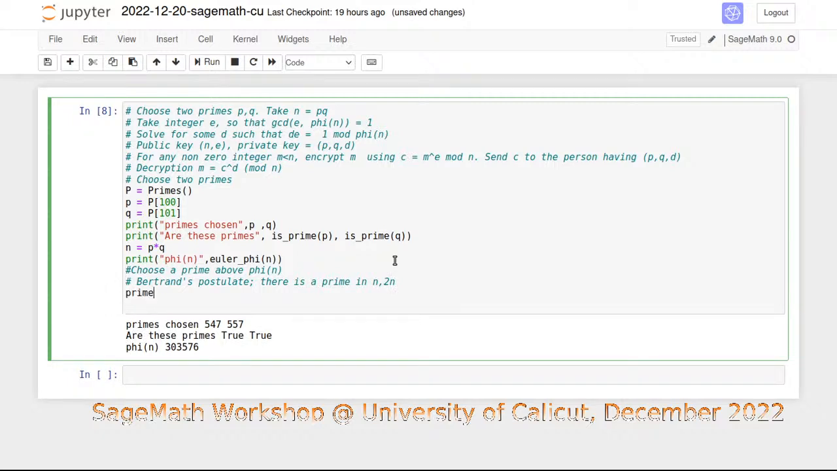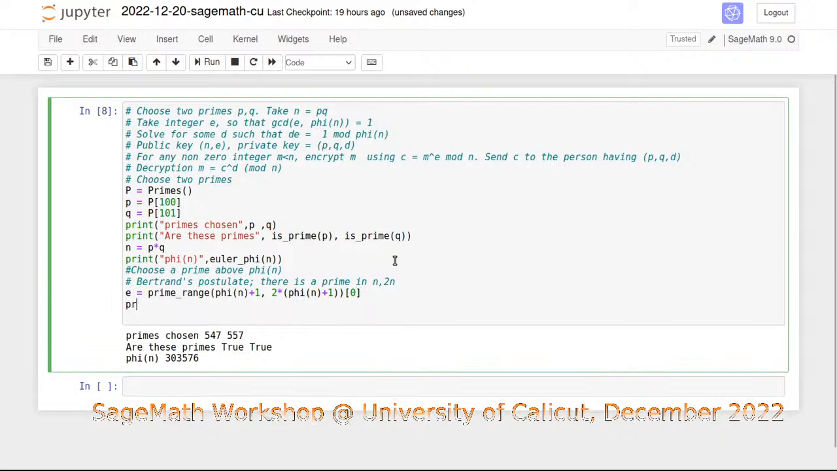So take the prime range from phi of n, phi of n 2 times. Maybe to make sure that if phi of n itself is a prime, we don't know. To make sure that we are not choosing this, let us take 2 times this. So this is going to be definitely more than that. And from this range of primes, choose the first element. Let us see what is this.